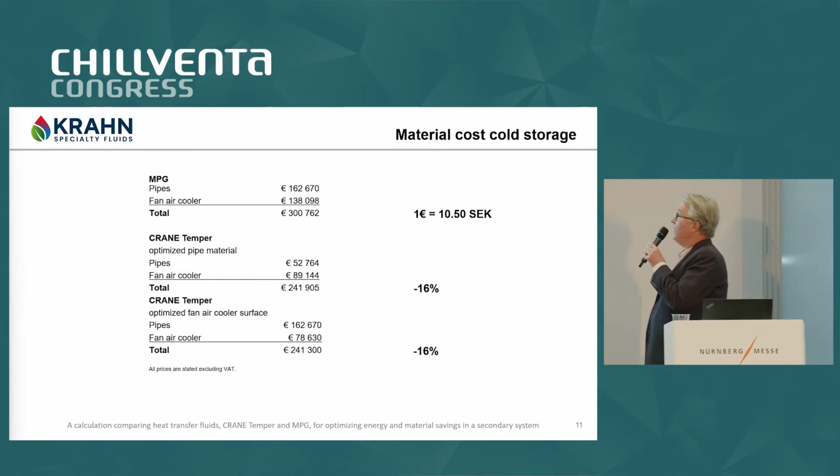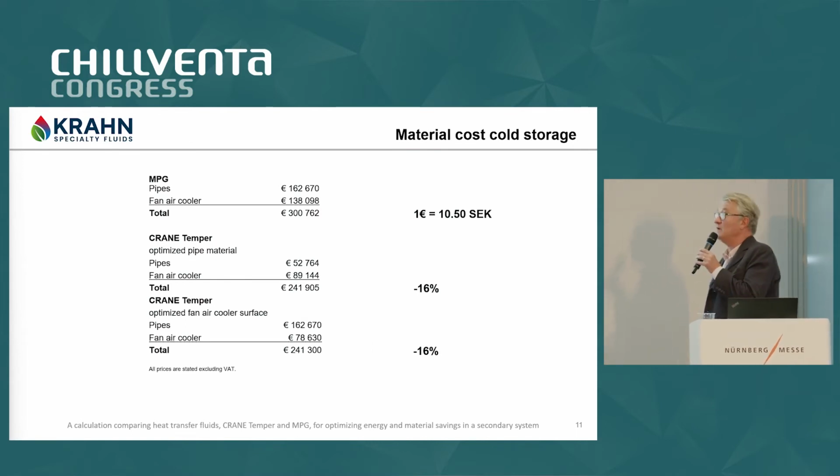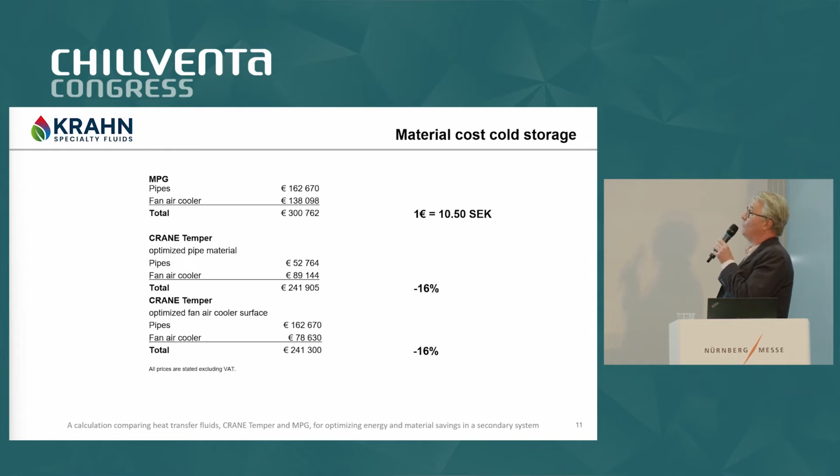And here we can see what is the cost in these materials. We are adding both pipe and fan air coolers. And we got these figures. This is translated from Swedish crowns, which at that time were 10.5 Swedish crowns for €1. Today I think it's 11 or even more. But it doesn't matter, because later on I explain what it means in percentage.